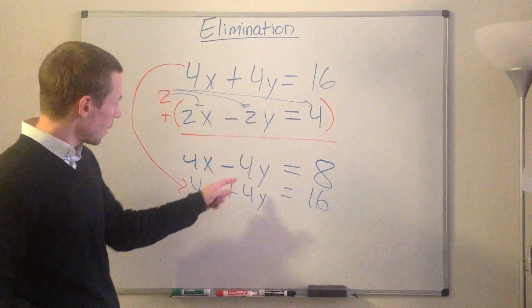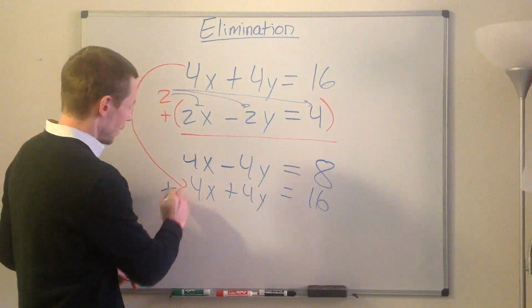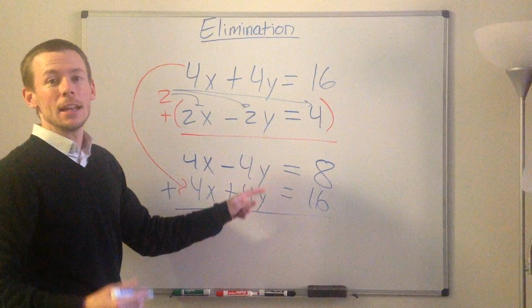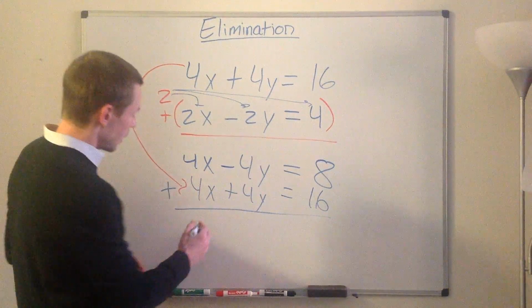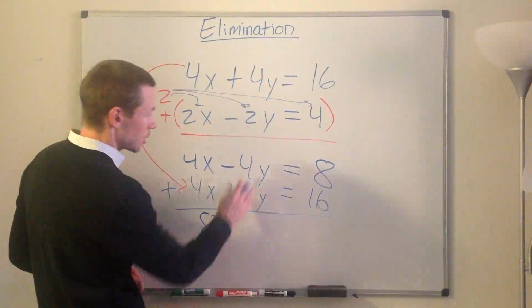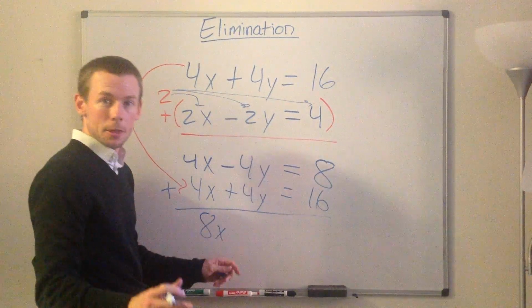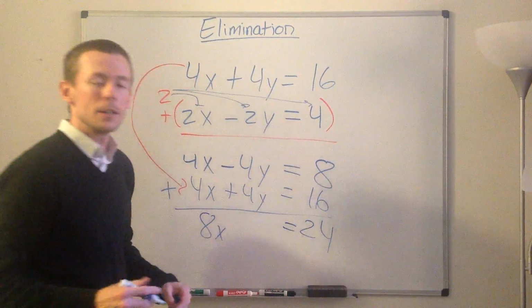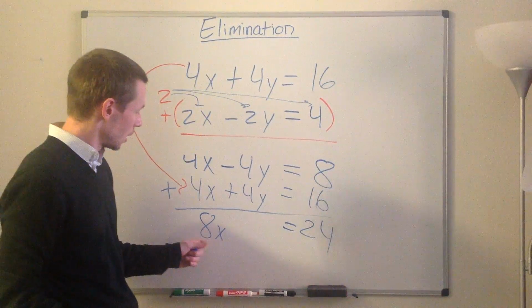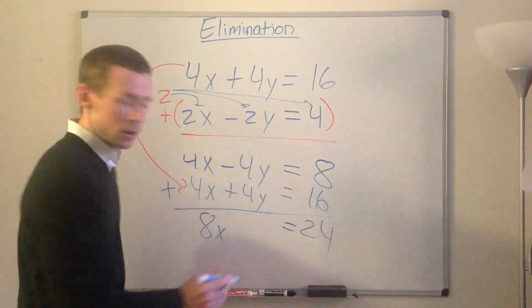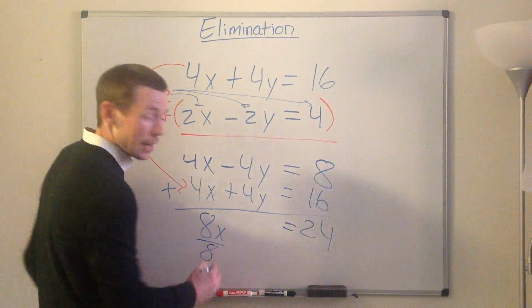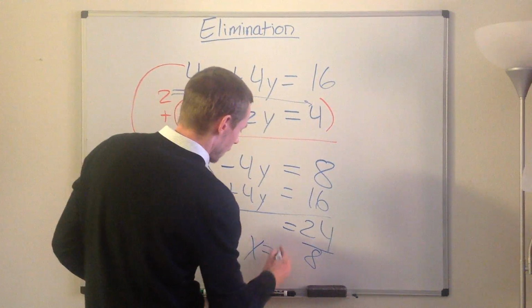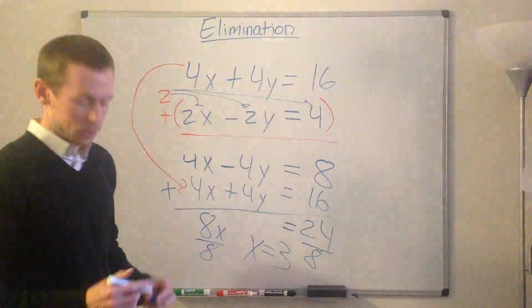Okay, now I'm in a position that when I add these together, I can eliminate a variable. 4x plus 4x equals 8x, but when I add these, I get nothing, 0, and then when I add over here, I get 24. Now that makes things much easier. 8x equals 24. How do I solve for that? By dividing both sides by 8, and therefore x equals 3.